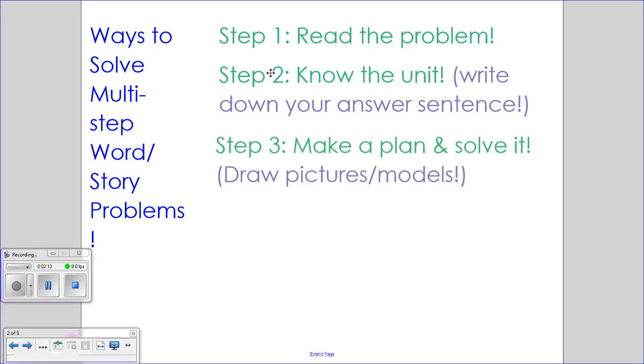Step 3, make a plan and solve it. I need to see some math. Whether that means you're doing expanded form strategy, or maybe you need to draw a picture of some kind to think about what you're doing, that's fine. But I need to see some math. Pictures, models, numbers, something.